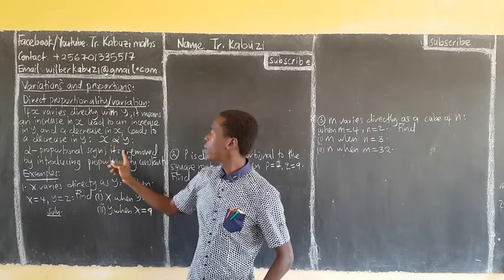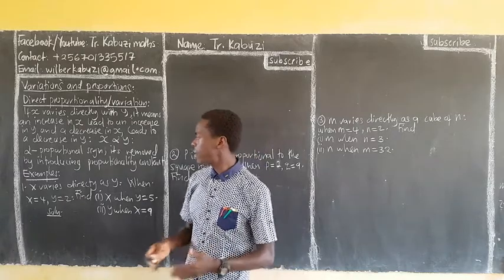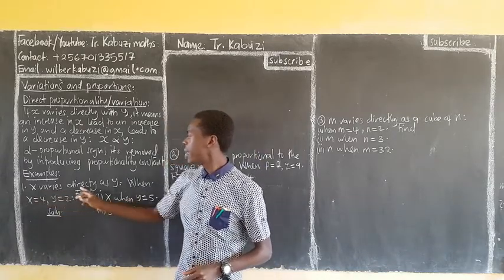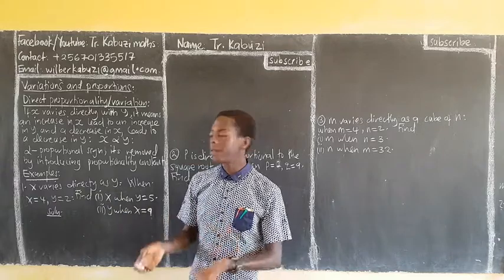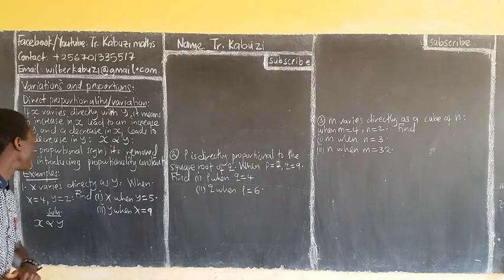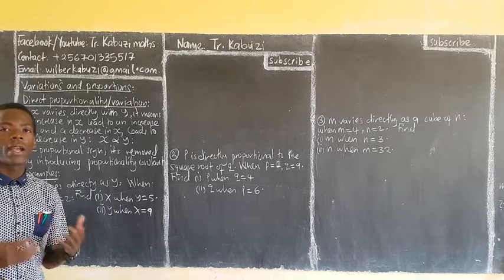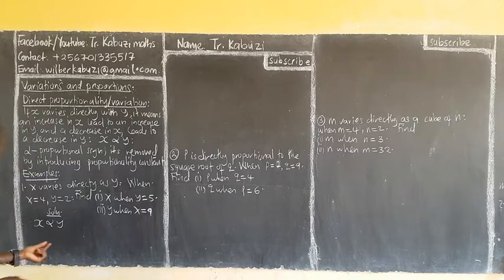How do we remove it? We remove it by introducing a proportionality constant, as we are going to see. Look at this question now. Example: x varies directly as y. So we write that statement: x varies directly as y. As simple as that. Then we continue. When x is 4, y is 2. Now they are going to give you two values there, so that when you do this, you remove the proportionality sign by introducing the proportionality constant.